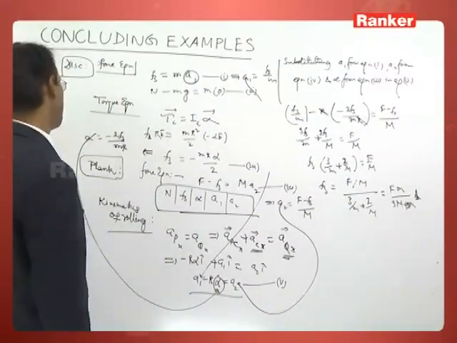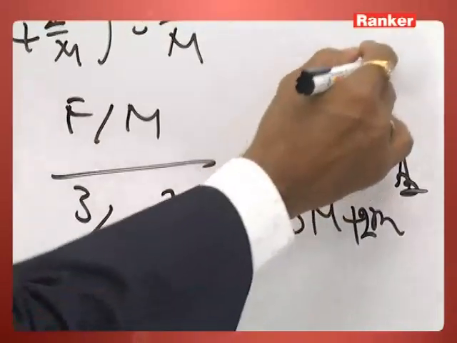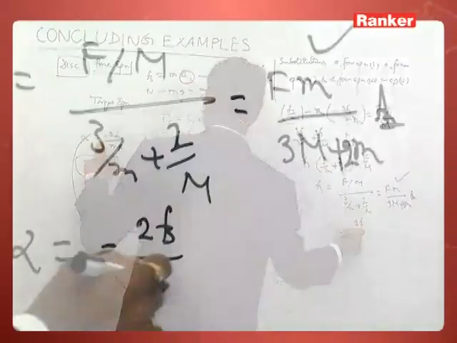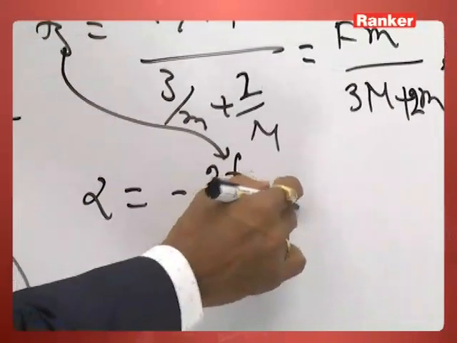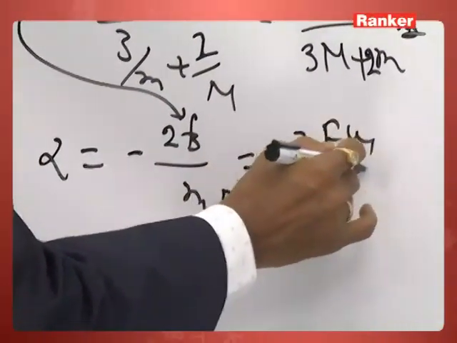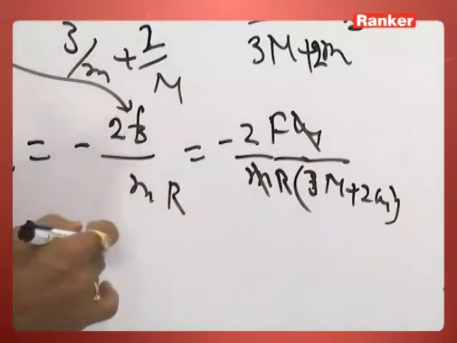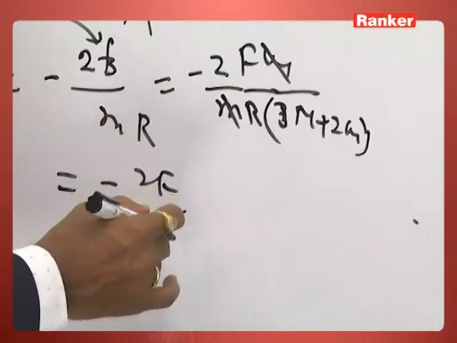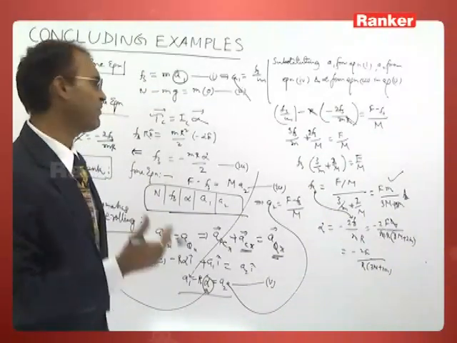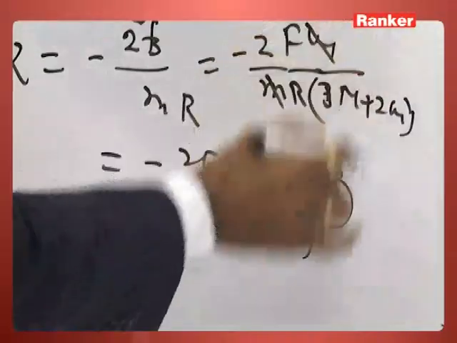Once you get the frictional force, you can get the value of alpha. We are getting positive force of friction, so therefore our assumed direction of friction is correct. Alpha will be equal to minus 2 Fs by Mr. Substitute Fs here. So you are getting minus 2 by small m by R, F into small m, 3M plus 2 small m. So it is getting cancelled. So you are getting minus 2F by R by 3M plus 2 small m. The negative sign signifies that we have to alter the direction of alpha. So the alpha will be outward. Answer.